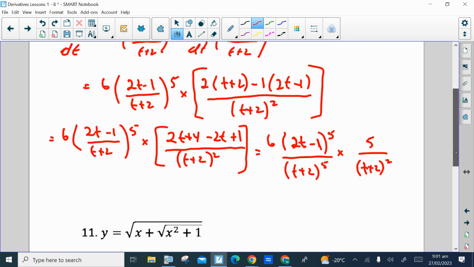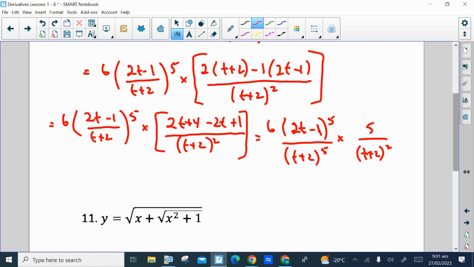So you see the reason why I broke up that second factor is now I can multiply top times top over bottom times bottom. And that'll give us 6 times 5, which is 30, bracket, 2t minus 1 to the fifth. And on the bottom, I'm multiplying two powers with the same base of t plus 2, so I can add the exponents. And I will get t plus 2 to the power 7. There's our final simplified answer.